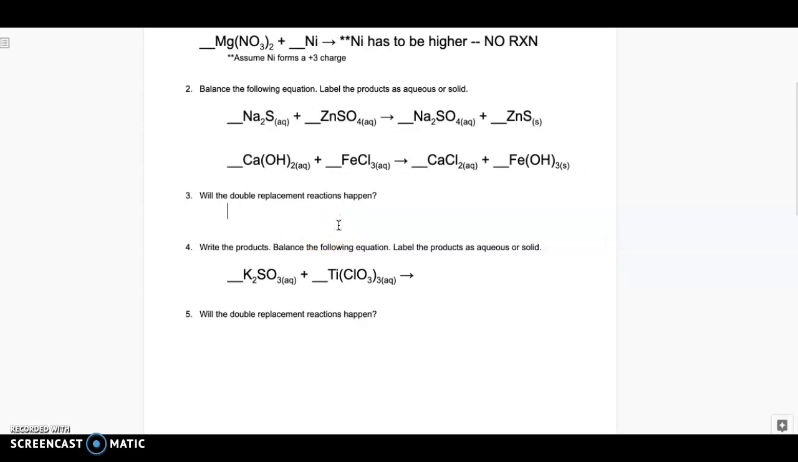Will the double replacement reactions happen? Yes, because we have at least one solid product. Okay.